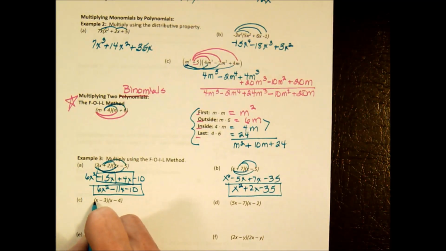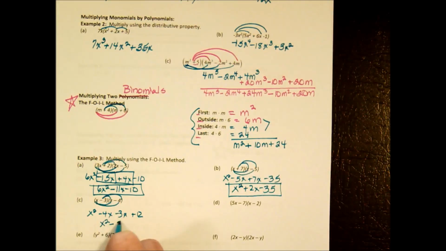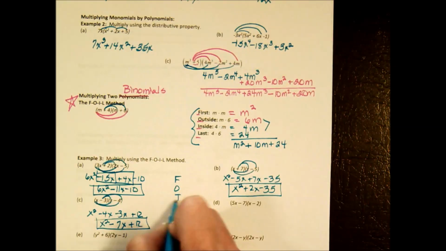Again, first, outside, inside, and last. Negative 3 times negative 4 is positive 12. So we end up with x squared. A negative 4 and a negative 3 is a negative 7x. Remember, after you multiply, you are then adding, combining like terms, and plus 12. So it is multiply, multiply, multiply, multiply, combine like terms.